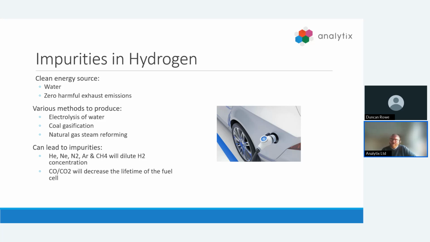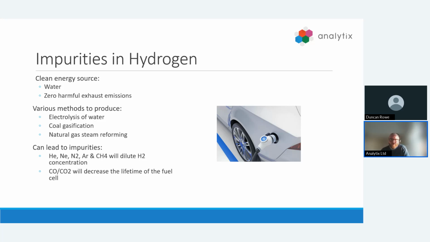So the next application area that I'd like to talk about is impurities in hydrogen. As we're all aware, there's a really big push for clean fuels in the energy sector, and hydrogen fuel is a versatile energy carrier that when consumed in a fuel cell produces only water and has zero harmful exhaust emissions. As a clean energy source, the application of hydrogen in fuel cell cars is really promising. There are various methods to produce hydrogen, and that could be electrolysis of water, coal gasification, or natural gas stream reforming, just to name a few.